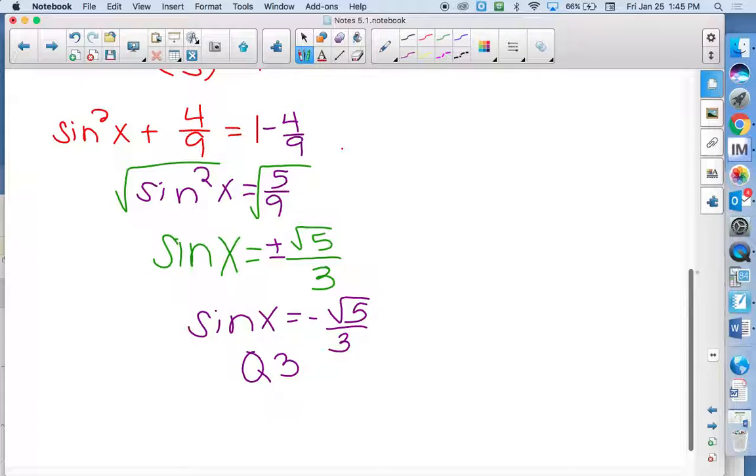So using the identity, that was the Pythagorean identity, sine squared plus cosine squared equals 1, we could find the sine by plugging in the cosine value and then working through it algebraically, trying to get sine by itself. Questions?